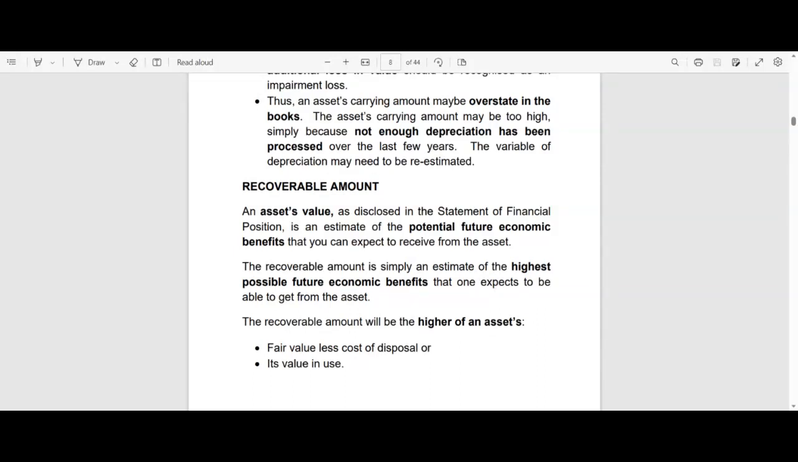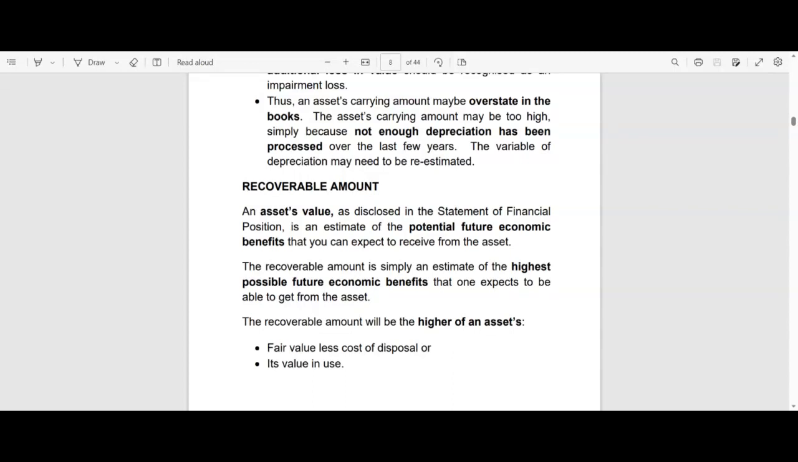So the recoverable amount, ladies and gentlemen, is one of the things that we must understand in financial accounting too, because that is a crucial factor in determining whether there is any impairment loss or not. It may sound a little strange at this stage, but it will become clear as we discuss this. So an asset's value, as disclosed in the statement of financial position, is clearly an estimate of the potential future economic benefits that you can expect to get from using that asset.